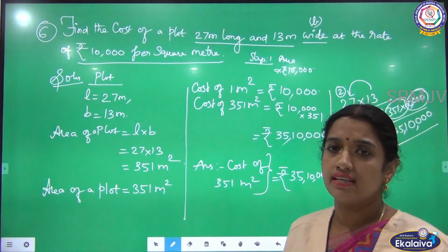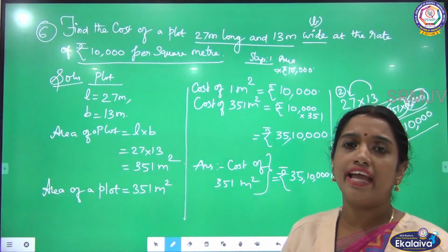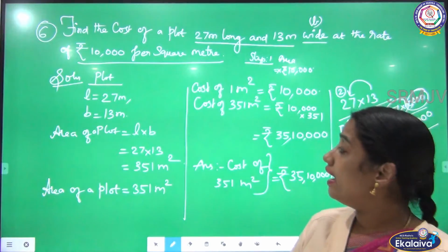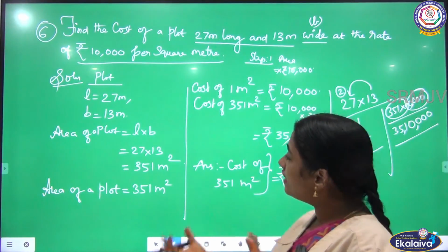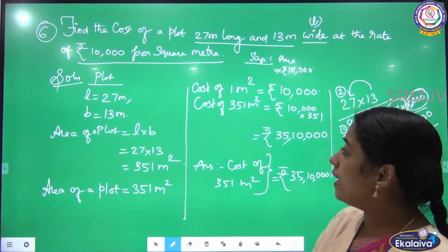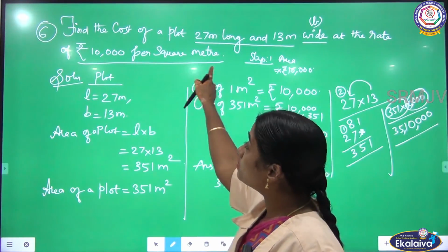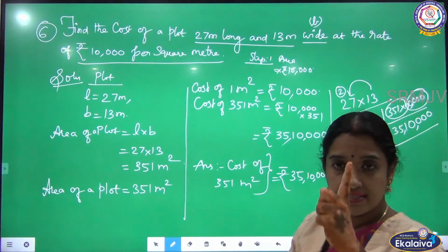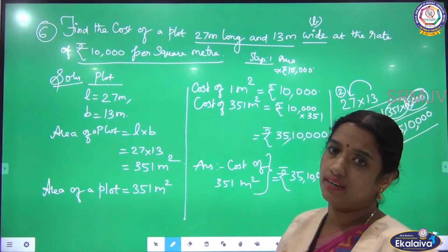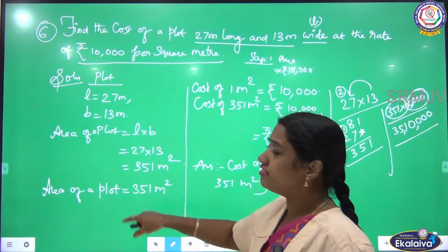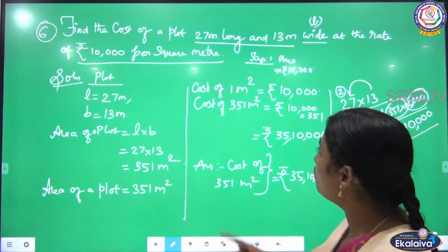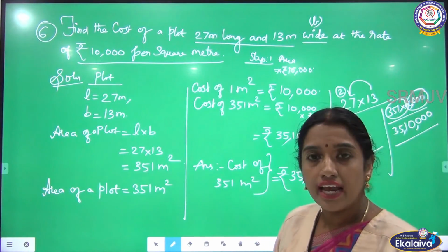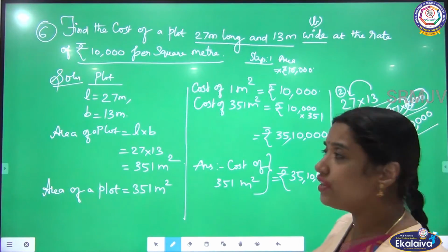Can you clear this? First, you have to find out the area of the rectangular floor, that is a plot, rectangular plot, and then you have to multiply with the 10,000, because what is given in the question is the cost of 1 meter square. So I can get here 351. So I multiply this 351 into 10,000. Can you clear this, children? Shall I move on to the next sum?